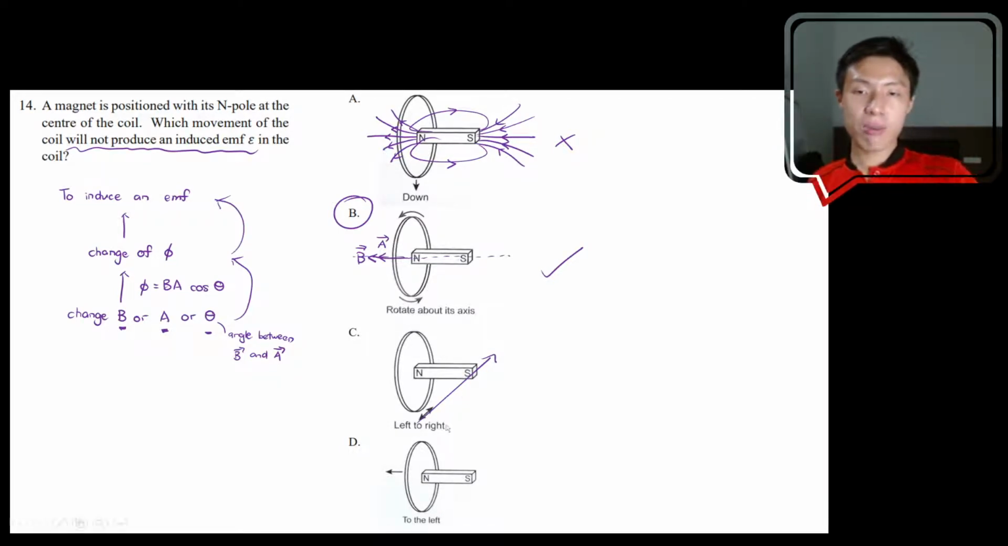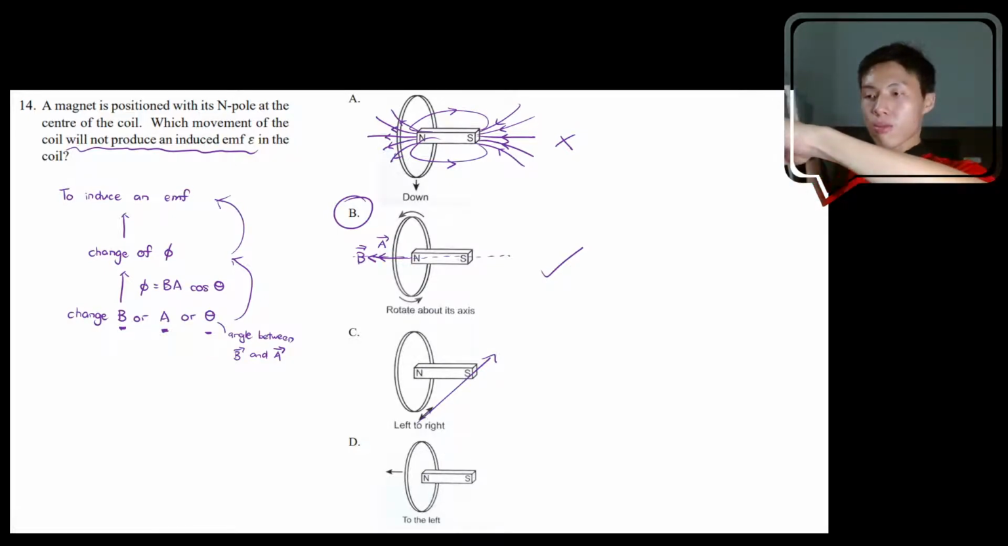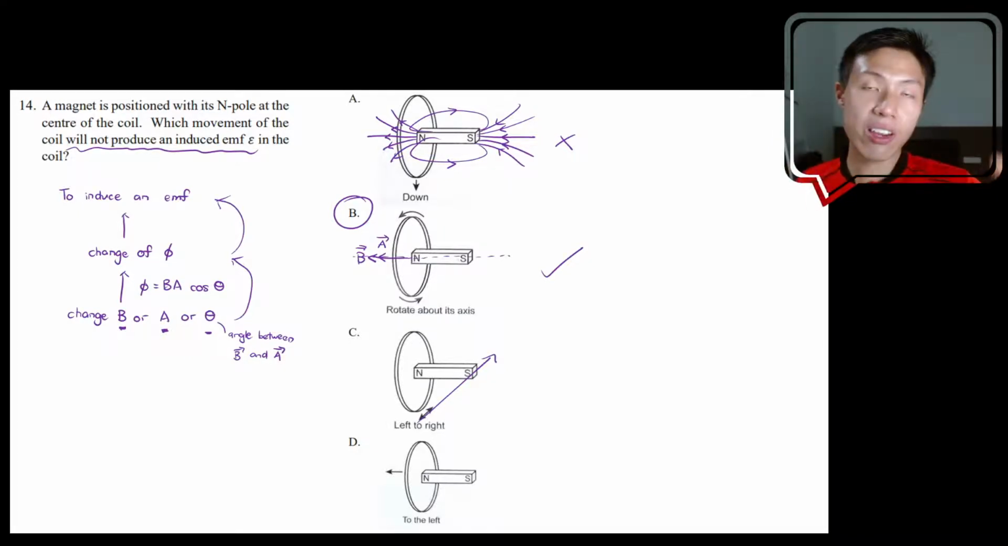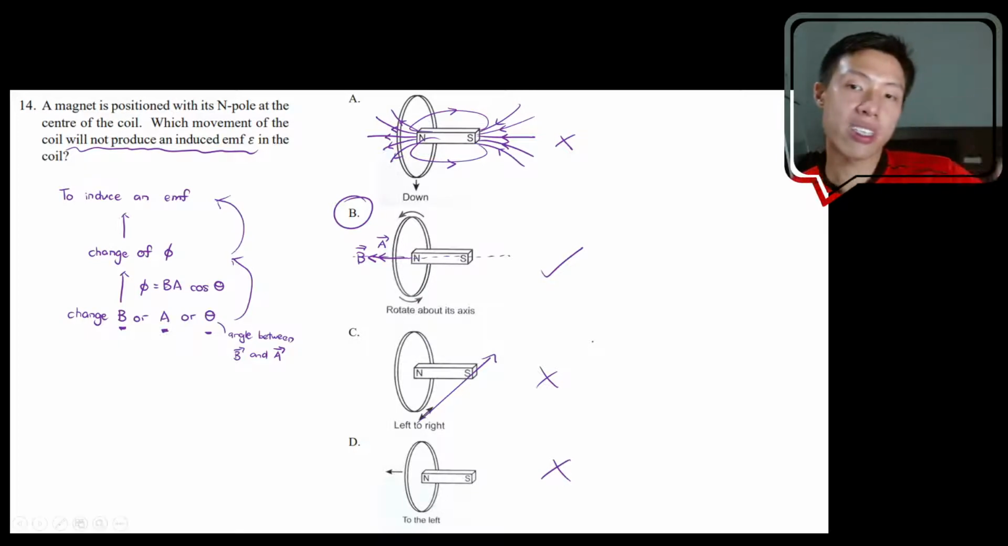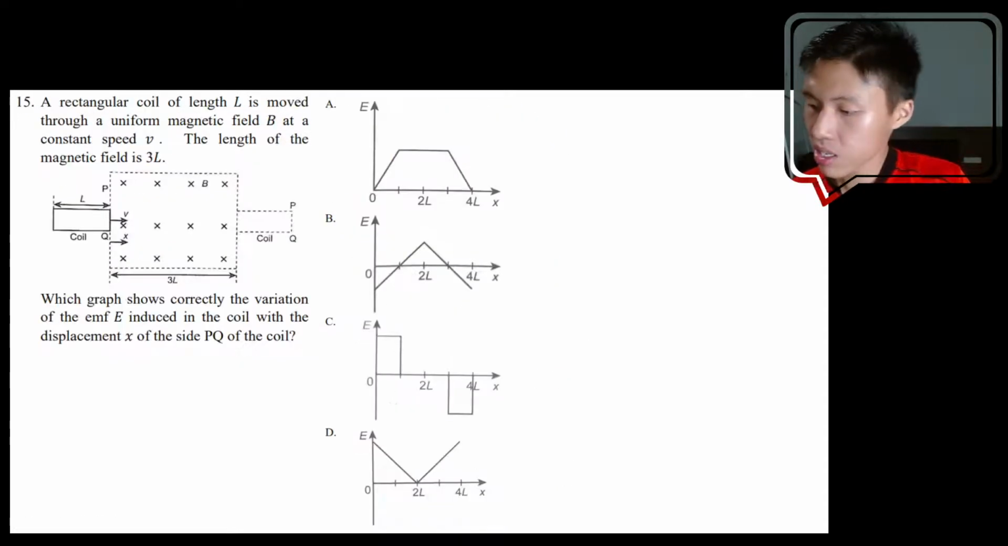Okay, same idea. If you look at D over here, to the left, you're pulling the coil away from the bar magnet, so you should expect the area that is experiencing the magnetic field to decrease. So the A is changing, the phi is changing, therefore there is an induced EMF. So option C and option D here, there will be an induced EMF, so our answer is B. Okay, move on to the next question. Question 15.